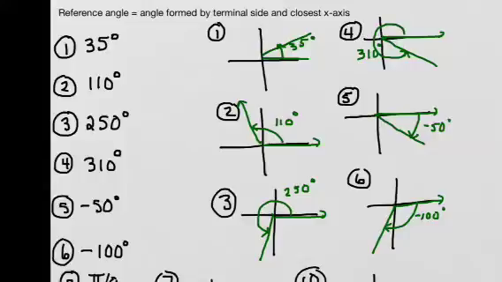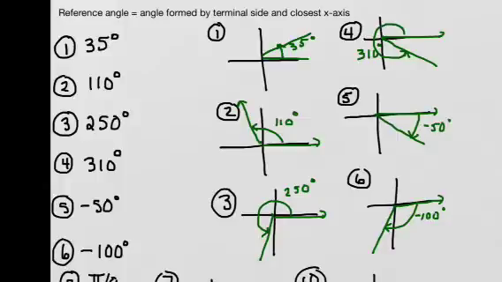Okay, so this video will help you understand how to find a reference angle. And as I typed up on the top, just remember it's the angle formed by the terminal side of the given angle and the closest x-axis. So I went ahead and drew 6 angles in green, and I'm going to change a color and use red to represent the reference angle. Okay? So let's start with number 1.